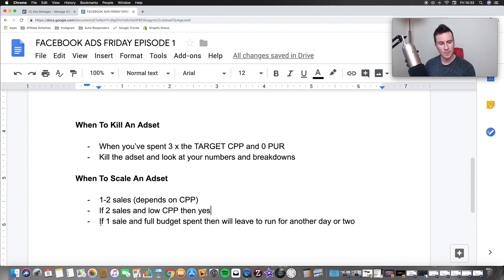Moving on then, if you have 1 sale and the full budget is spent, then I'll leave it to run for another day or 2 before making up my mind. And it kind of goes back to this point of, because we've only spent so little, I haven't given it a proper fair chance. But the fact that it's shown 1 sale means that I want to give it a bit more of a chance before I just completely write it off, or before I go, say, doubling or tripling the budget. So I'll let it run for another day or 2. And if I see more sales, then again, that's a great sign. It shows that that 1 sale wasn't just pot luck, and there's more potential within this audience, and therefore I want to go ahead and scale it.